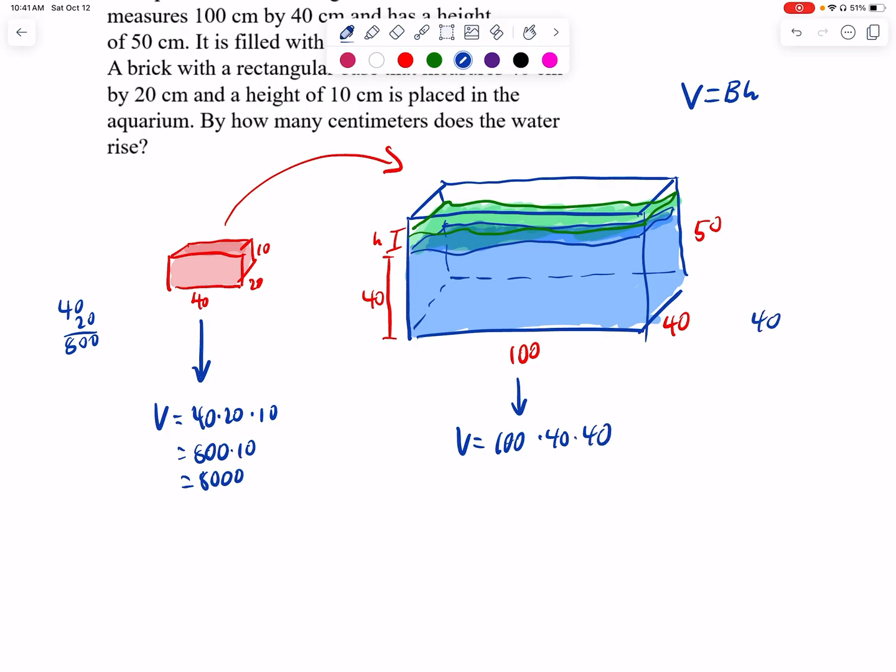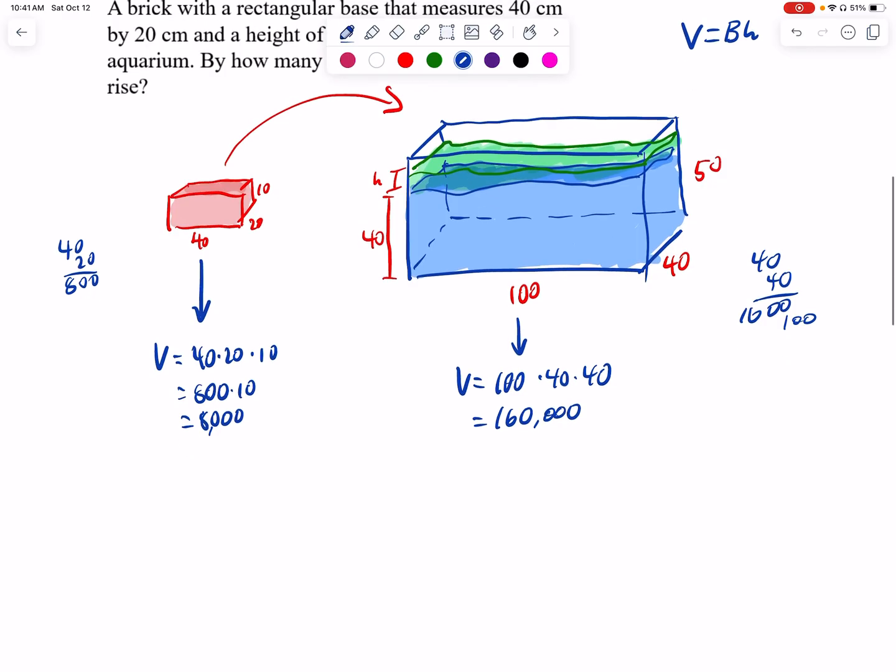Okay, 40 times 40, I think that's 1600. And then we're going to multiply that by 100, which just basically adds two zeros to the end of this. So this is 160,000. All right, and we're adding these two things together to get the volume of basically the combination of the water and the brick together.